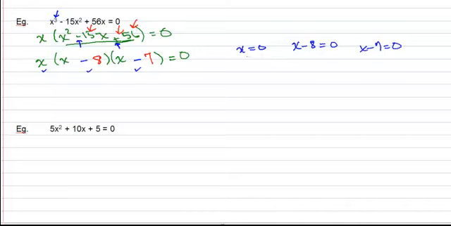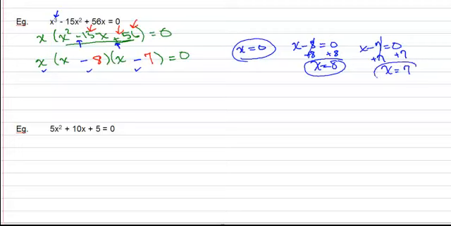And now I solve each. Well, this one I don't have to do anything to, so x equals 0. 0 is one of my solutions. 8 is another solution. And 7 is the third solution. Let's go ahead and do this next one.